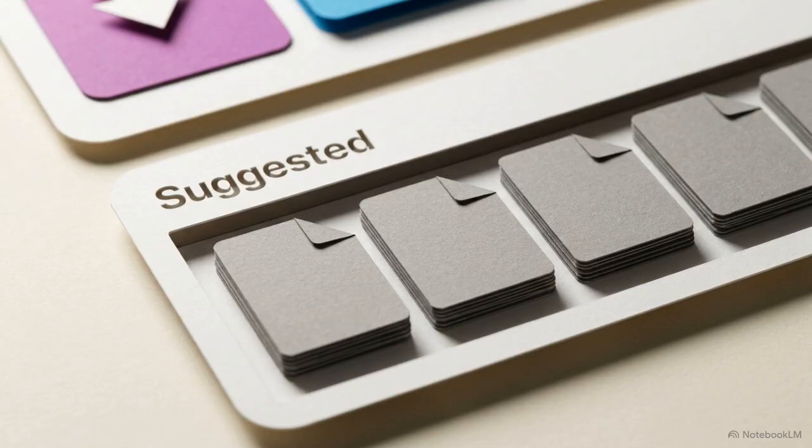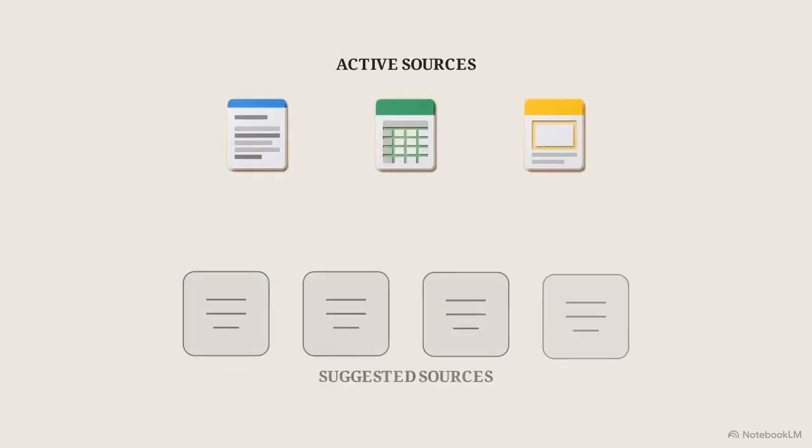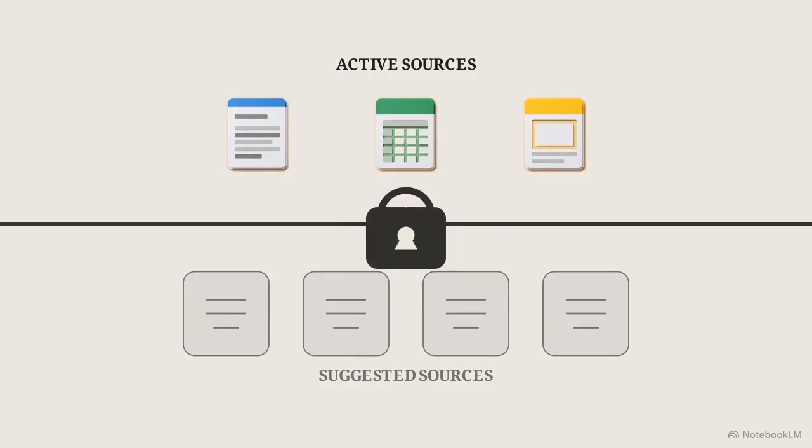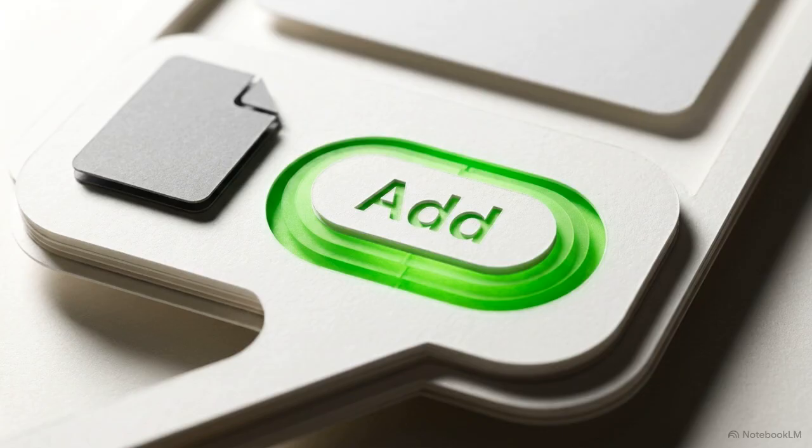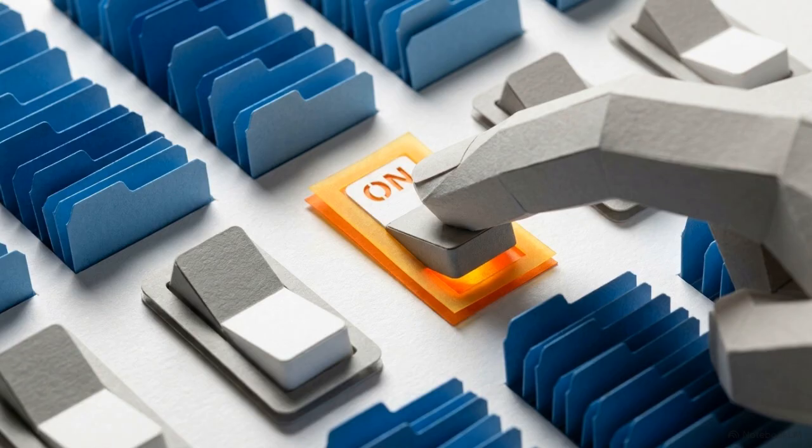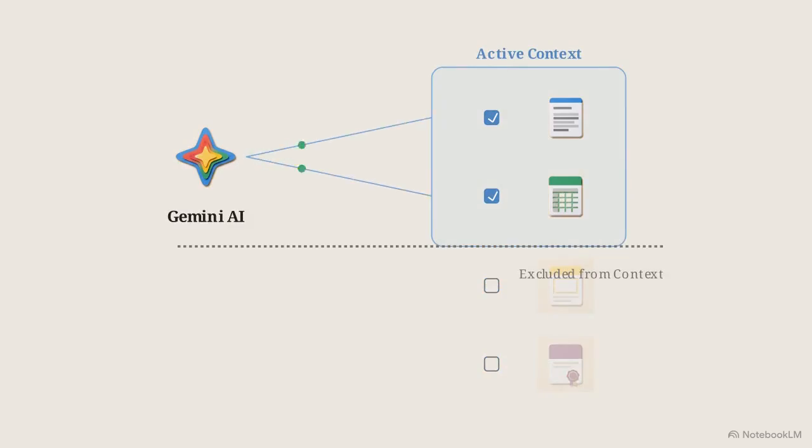Below your active list, you will see a panel of suggested files. These are strictly quarantined. Gemini cannot use them to answer your questions. To inject a suggested file into your active source pool, you have to explicitly click the Add button next to it. By manually gating what goes in, you maintain absolute authority over the data context. If the AI doesn't have access to irrelevant files, it cannot draw the wrong conclusions.